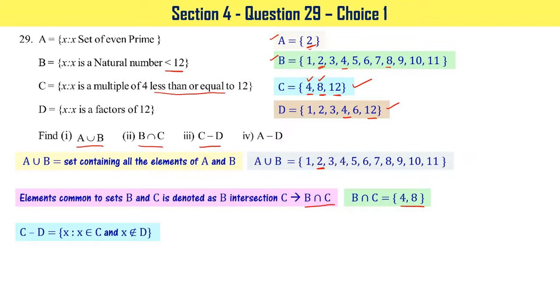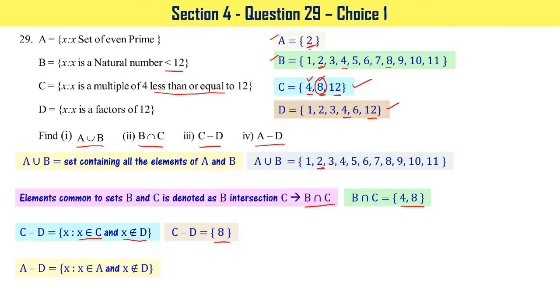You got it? The element X has to be there in set C but not there in set D. It means only 8 is there in set C but not there in set D. That's why we write C minus D as the set containing only one element, that is 8. Right? Now let's see what is A minus D.